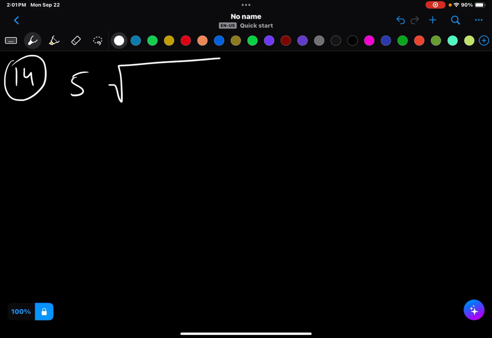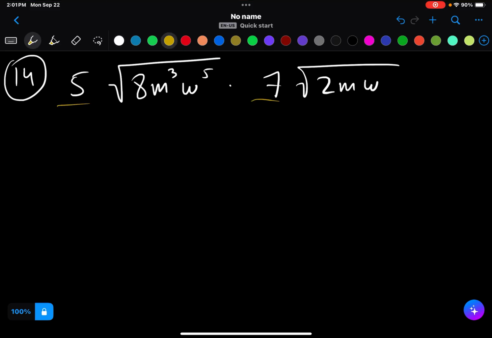Here you have 5 multiplied by a simple radical. Underneath the radical, you have 8m to the 3, w to the 5, and then multiplied by a 7, which is being multiplied by yet another simple radical with 2mw. All right, again, you can multiply whatever's outside because you can multiply in whatever order, and then you can combine the radicals. They're both power 2 radicals, right?